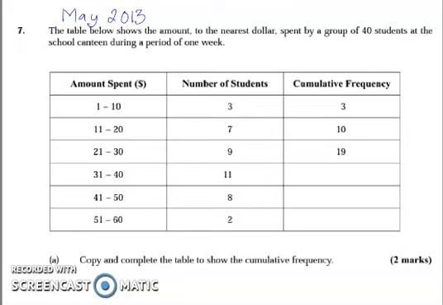All right, okay. This is May 2013, question number 7. And the question says, the table below shows the amount to the nearest dollars spent by a group of 40 students at the school canteen during a period of 1 week.